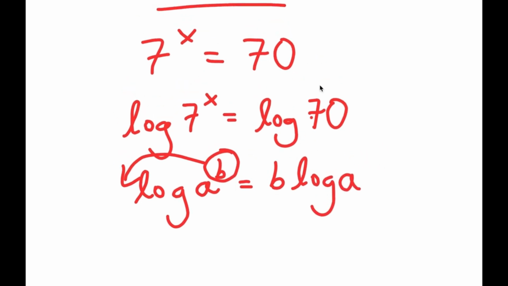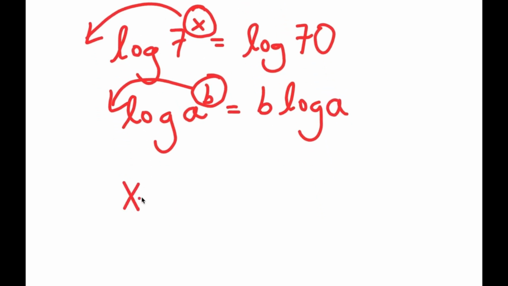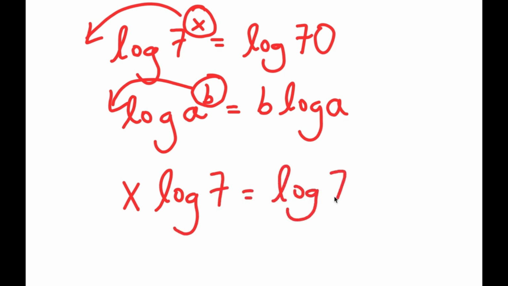And the reason this property is so useful is because before, x was an exponent, and it's really hard to solve for x in its previous state. But now I can move x to the front, and it's going to be an actual term. So now I get x times log 7 is equal to log 70.